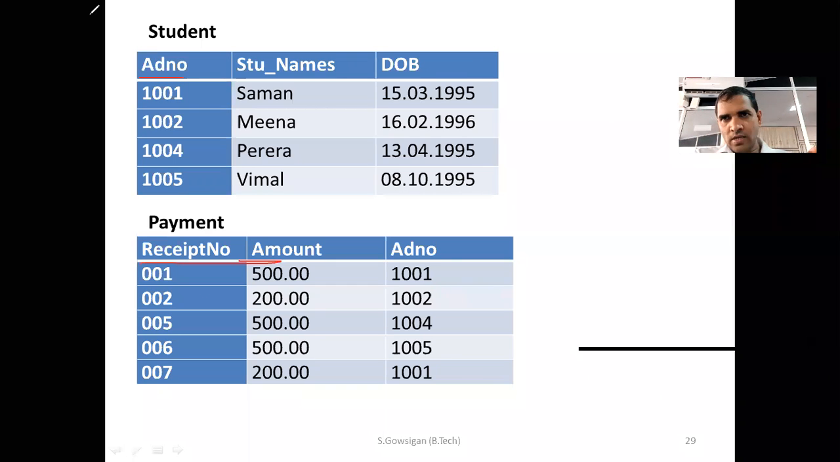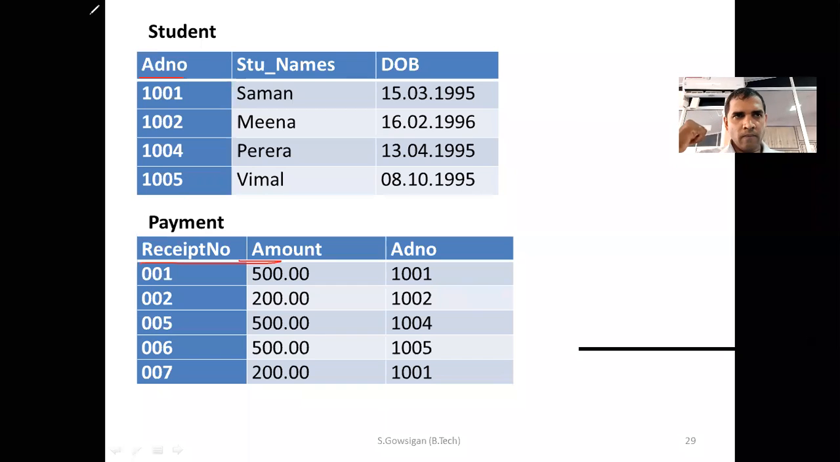Assume these two tables are given in an exam, right? There is a question. Write down a primary key from this table. So what could be your answer? Admission number, student table. Yes, very good. So here you can't say admission number. If you write ADNO alone, your answer is wrong.